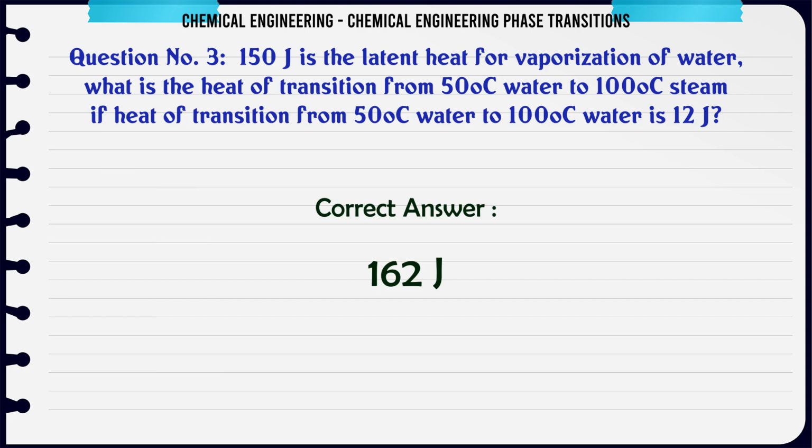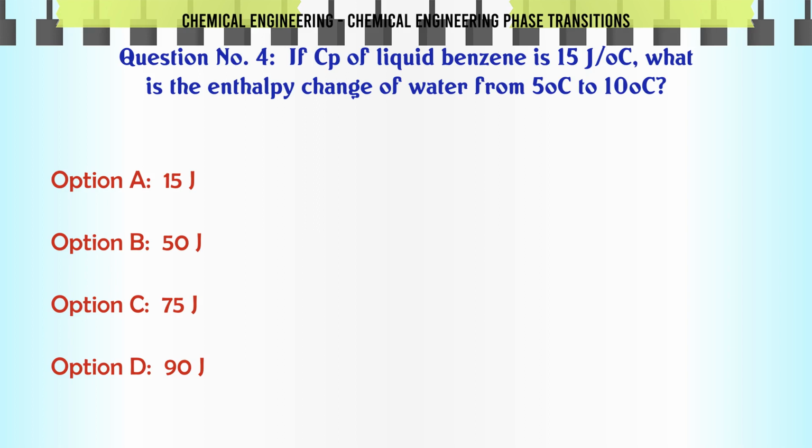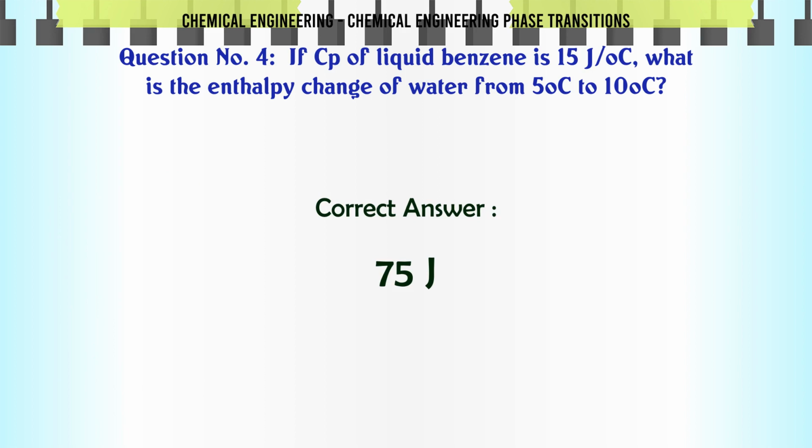162 J. If Cp of liquid benzene is 15 J/°C, what is the enthalpy change of water from 5°C to 10°C? A) 15 J, B) 50 J, C) 75 J, D) 90 J. The correct answer is 75 J.